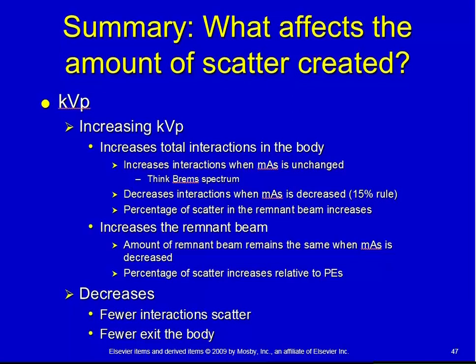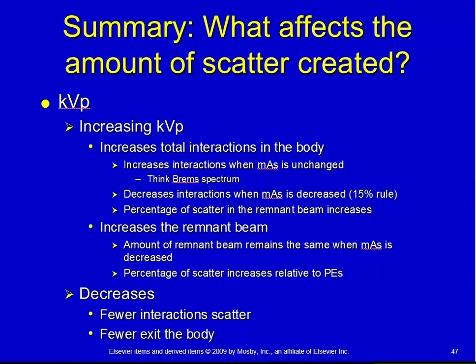So increasing KVP increases total interactions inside of the patient's body. It increases the interactions especially when mass remains unchanged. So thinking about the beam spectrum, as KVP goes up, we get an increase in production, we get an increase in peak energy, we get an increase in average. And what that equates to, percentage-wise, is an increase in scatter production inside of the patient's body.